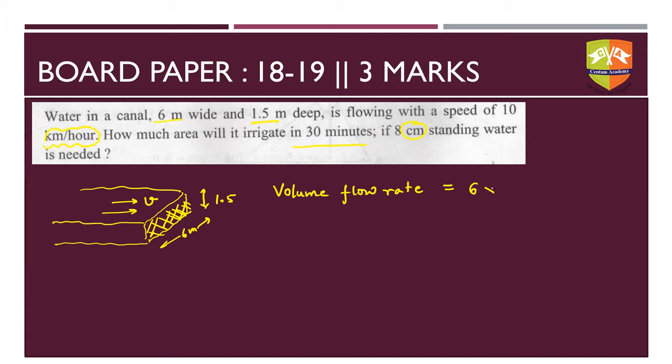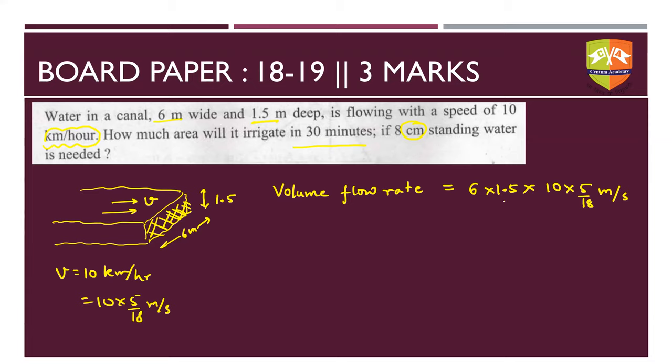6 meters into 1.5 meters into 10 kilometers per hour. So 10 kilometers per hour is nothing but 10 into 5 upon 18 meter per second. You can write it separately also. Let's say V is equal to 10 kilometers per hour, which is equal to 10 into 5 by 18 meter per second. You know the conversion, right? Kilometer per hour to meter per second, just multiply by 5 by 18. You must have studied in physics.